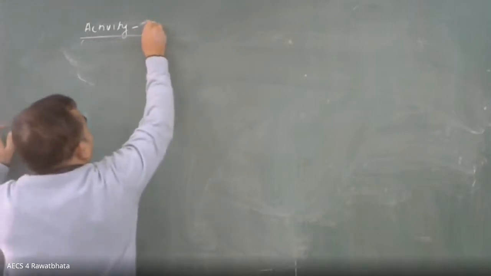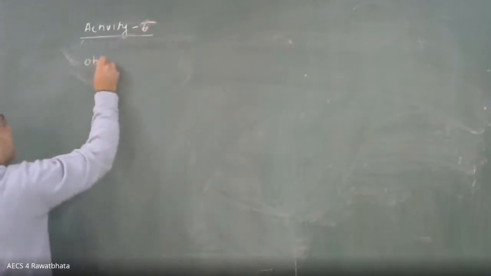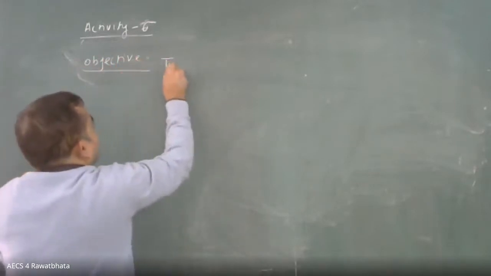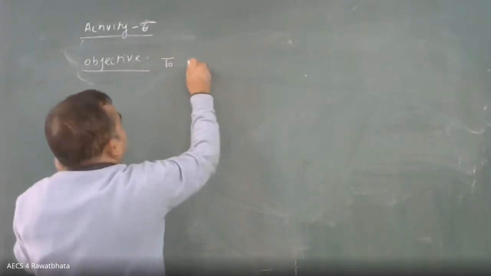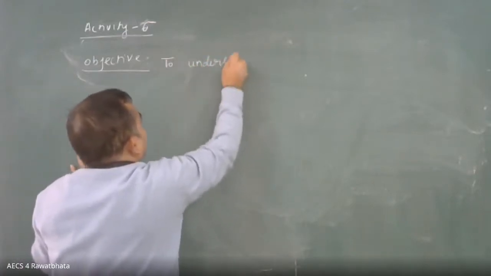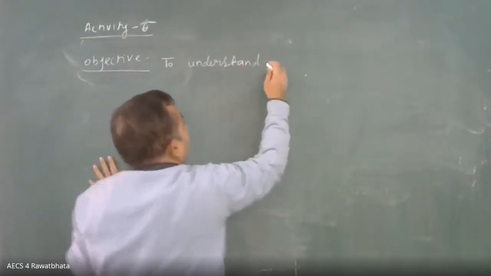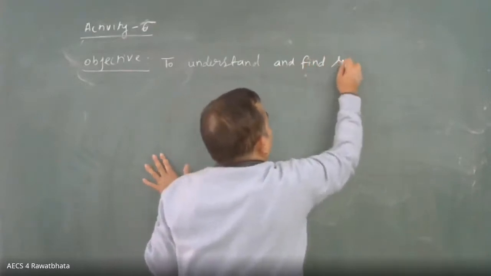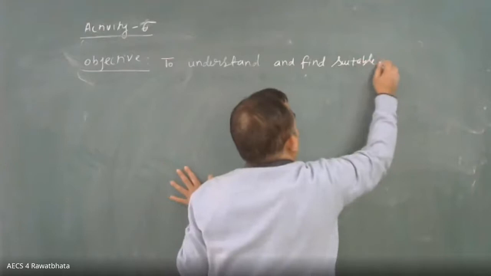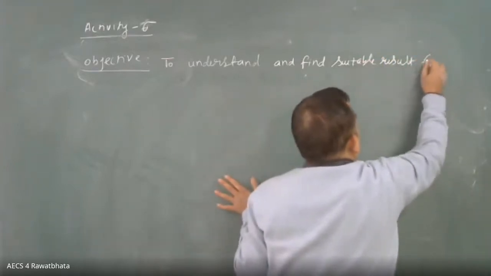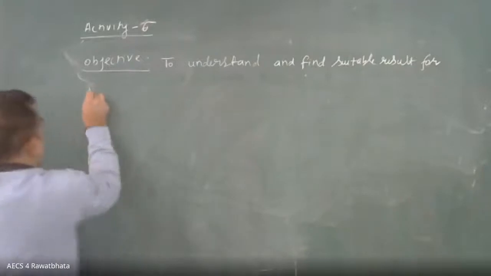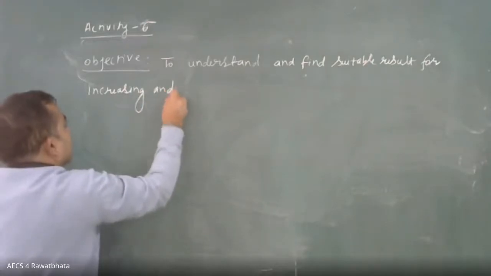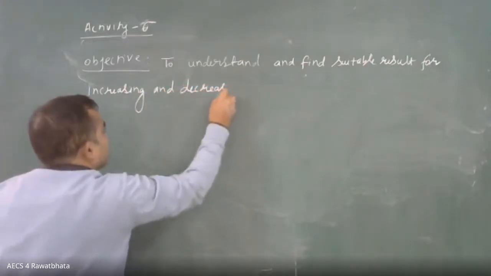The next is activity number 6 and this is related with, आप आइडेंटिफाई कीजिए, to understand and find suitable result for increasing and decreasing function.